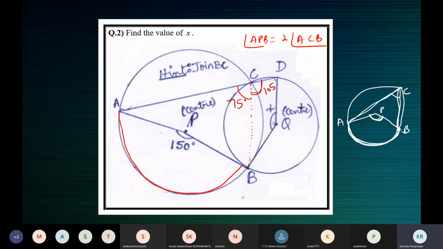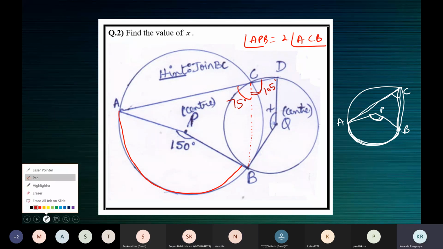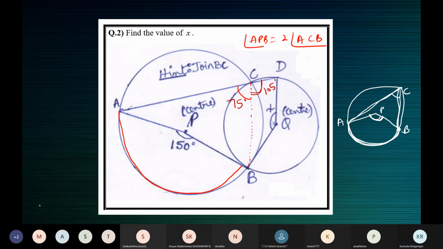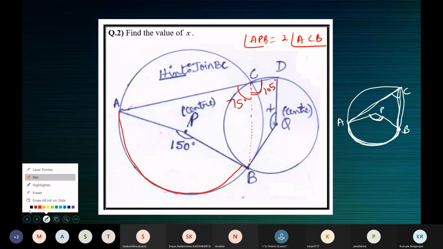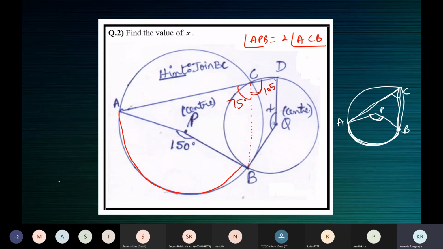The 105 degrees is made by which arc? BD, ma'am. BD in the other circle, okay? In the other circle. So let me try to draw that. BD, okay? So BD.